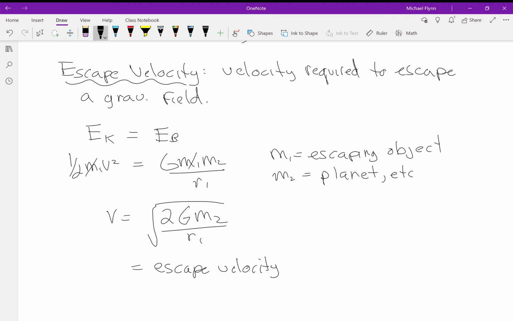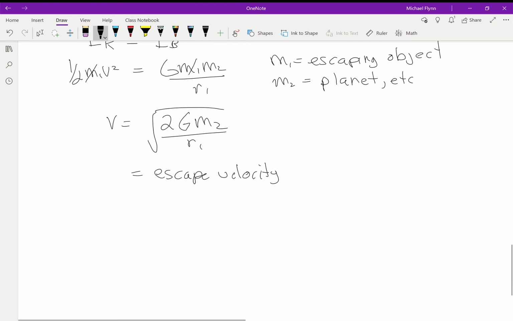Okay, so let's do some examples, and let's take our favorite planet as our example, and of course our favorite planet is our home. I'm going to give you an example of how to use all three of these equations, and then that's it for the lesson for today.